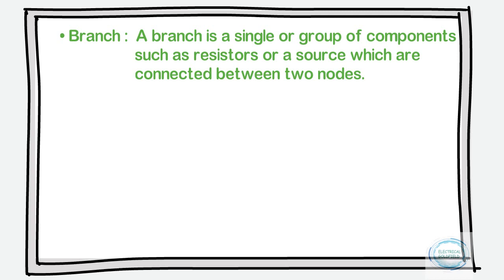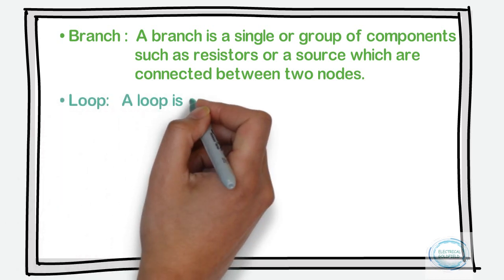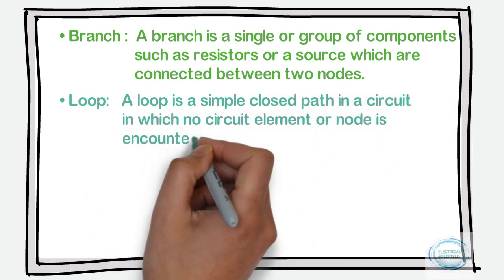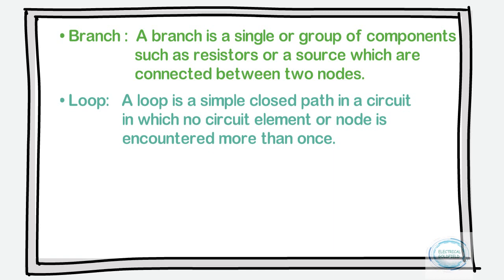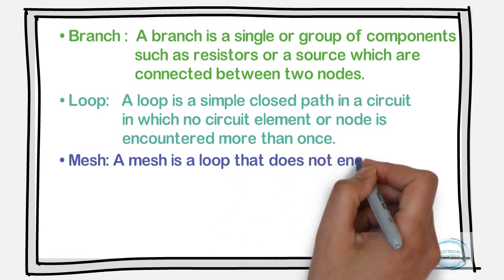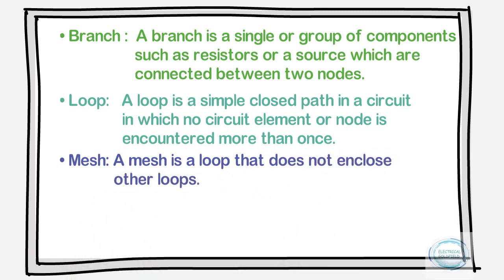Next is loop. Please keep your attention here because loop and mesh are the most confusing terms. So, loop is a closed path in the circuit where any node is not repeated twice except the starting node. While mesh is also a closed path in the circuit with no other loop inside.